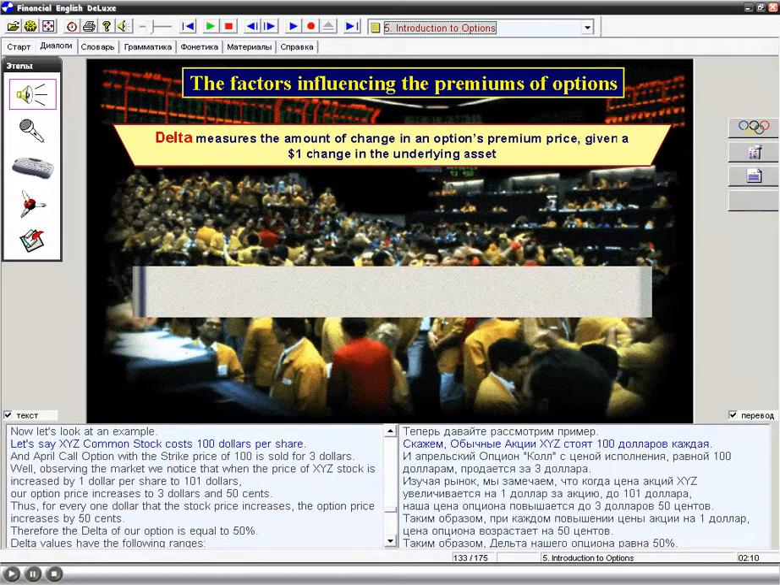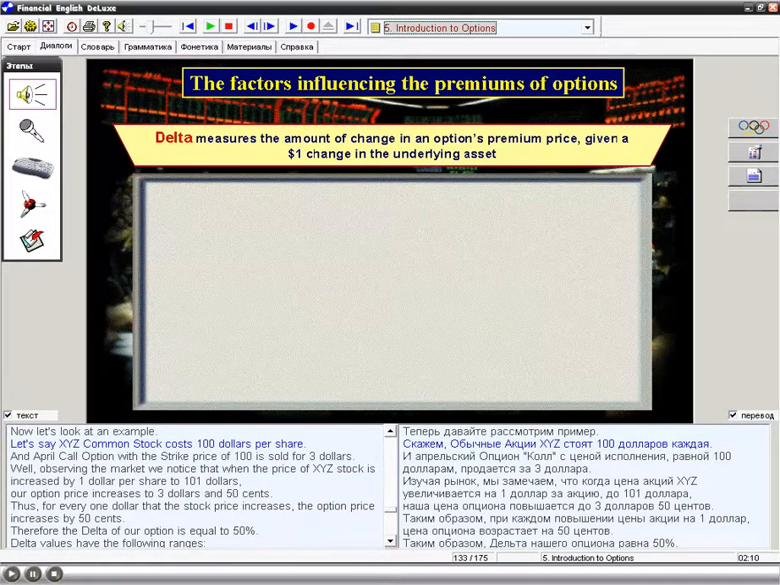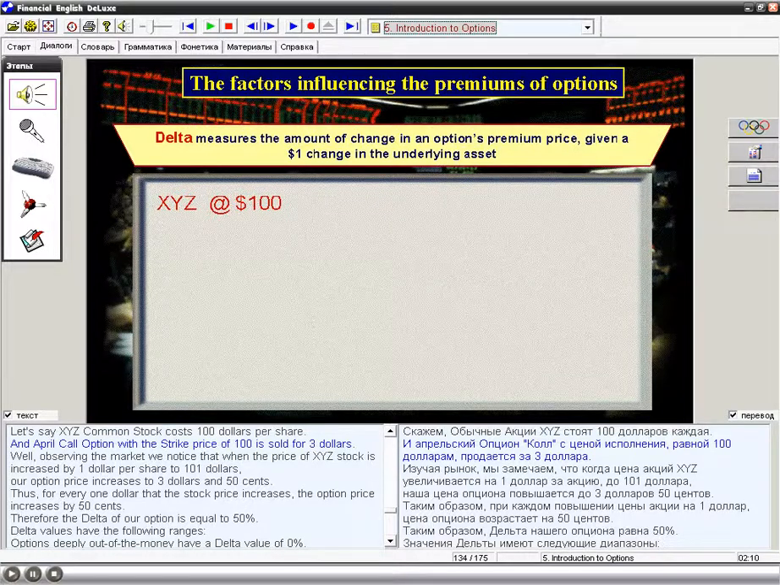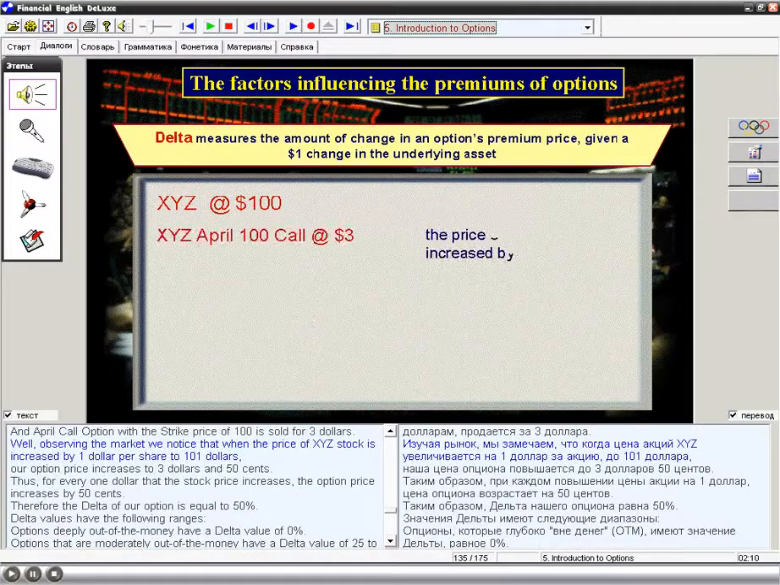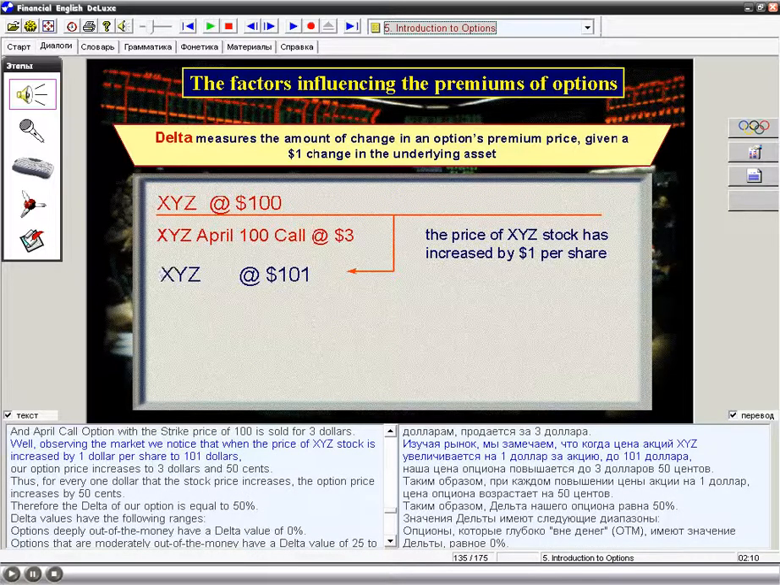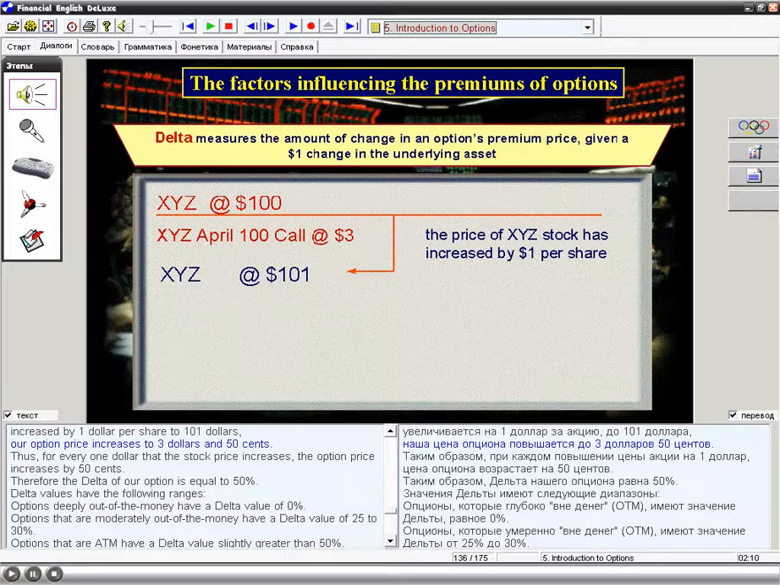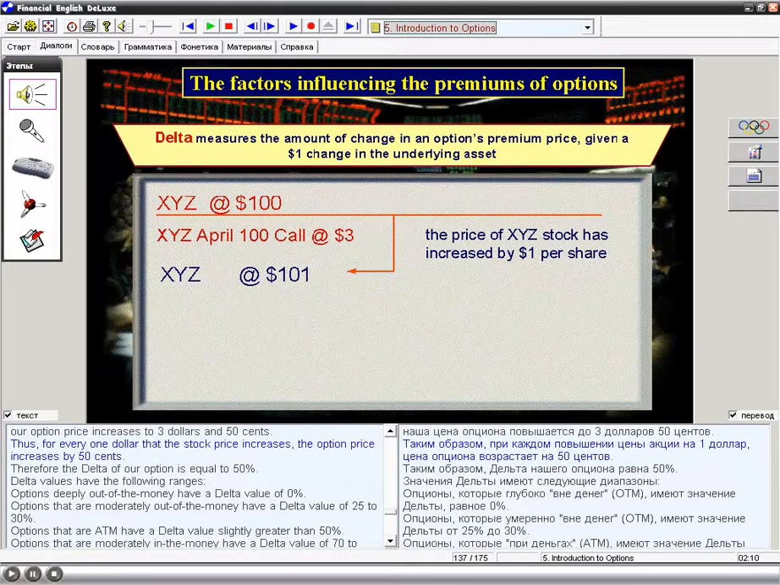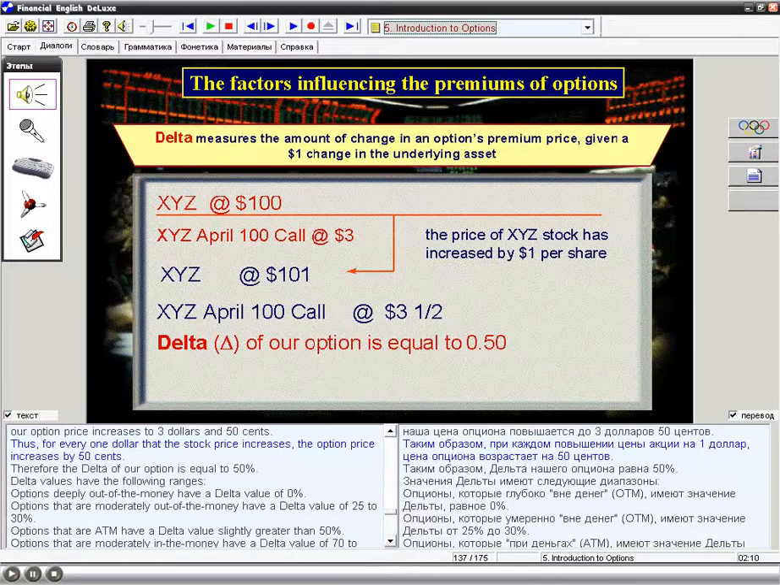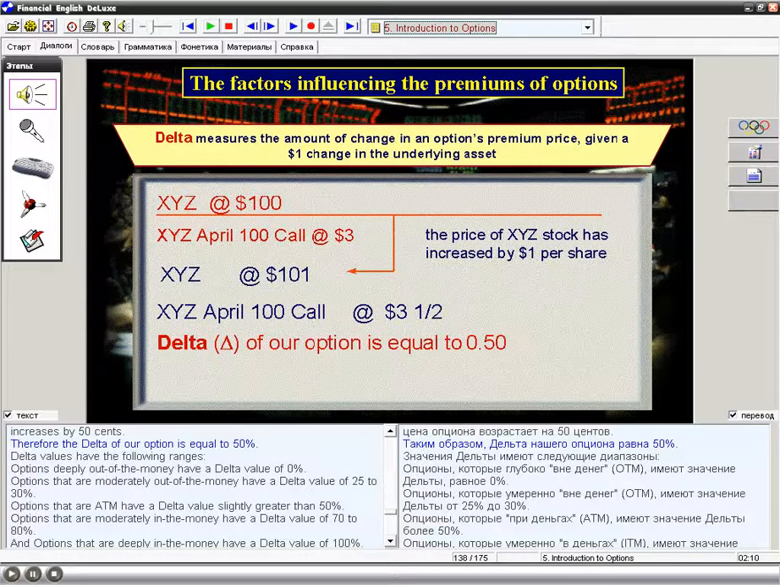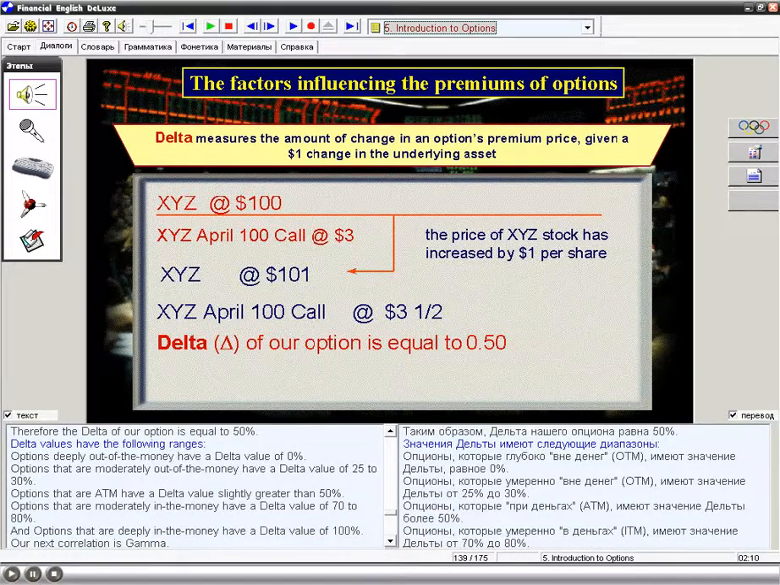Now let's look at an example. Let's say XYZ common stock costs $100 per share. An April call option with a strike price of $100 is sold for $3. While observing the market, we notice that when the price of XYZ stock is increased by $1 per share to $101, our option price increases to $3.50. Thus, for every $1 that the stock price increases, the option price increases by 50 cents. Therefore, the delta of our option is equal to 50%.